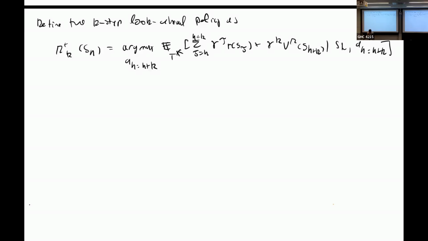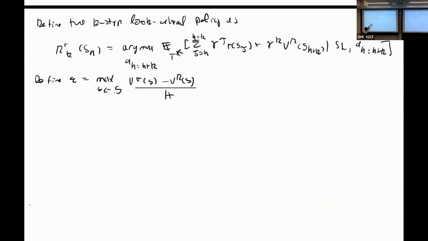So I'm going to define epsilon as basically being the worst case deviation between our starting policy and the optimal policy. So max over s in S of V star of s, the optimal value function, minus V pi of s. And I'm going to divide this over H.